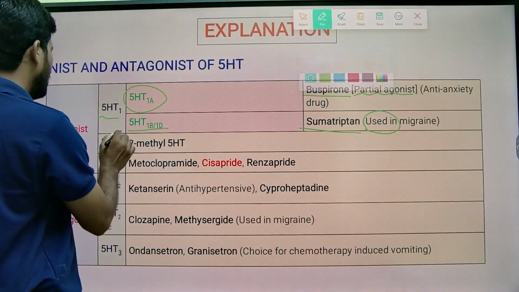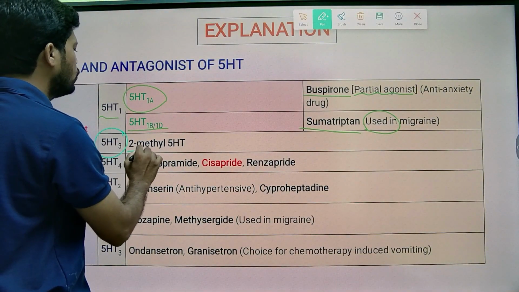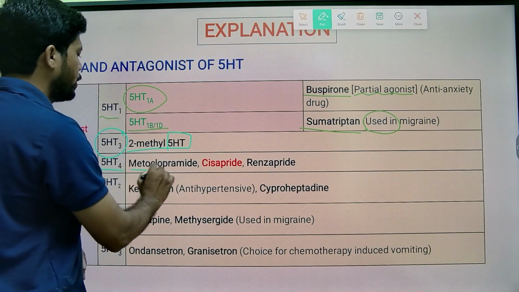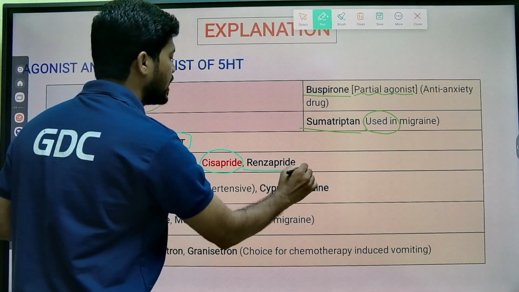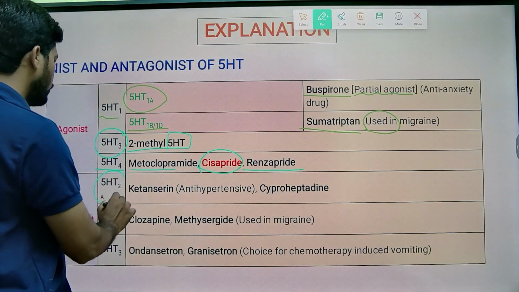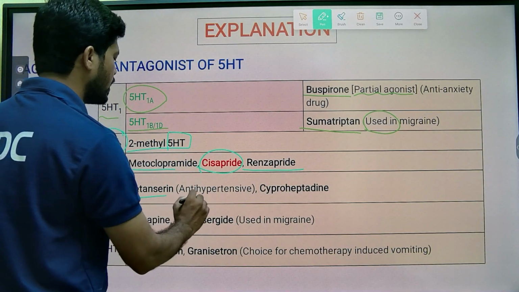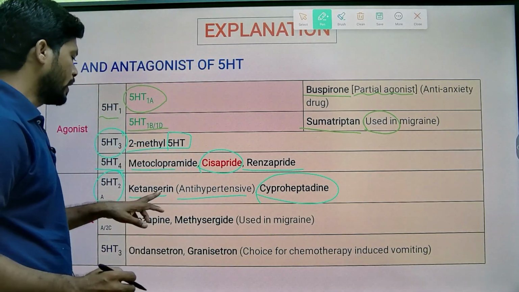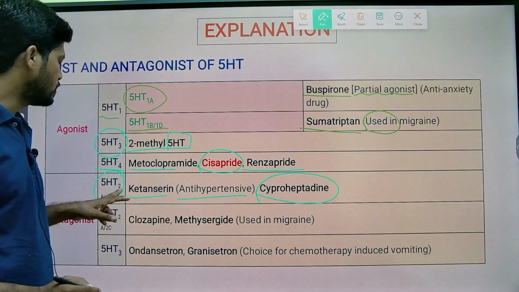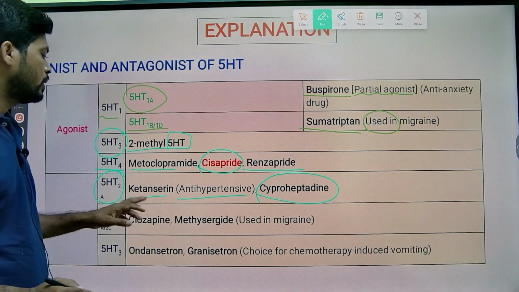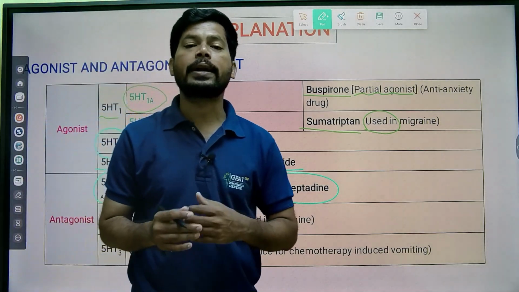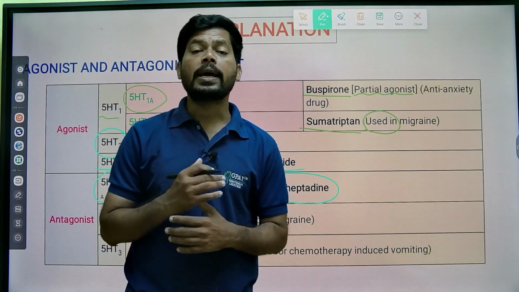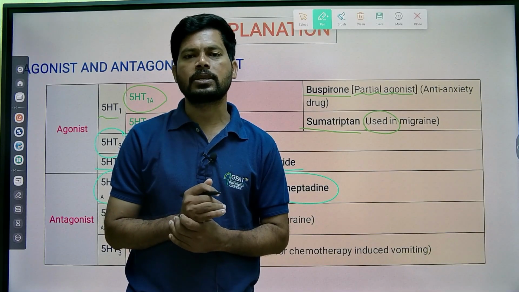Next, serotonin type 3 receptor agonist, 2-methyl 5-hydroxytryptamine. And serotonin type 4 receptor agonists: metoclopramide, cisapride, renzapride. And serotonin type 2A receptor antagonists: ketanserin, an antihypertensive, and also cyproheptadine. Both are serotonin type 2A receptor antagonists. Cyproheptadine is also a drug of choice for serotonin syndrome, which is characterized by excess levels of serotonin in the central nervous system.